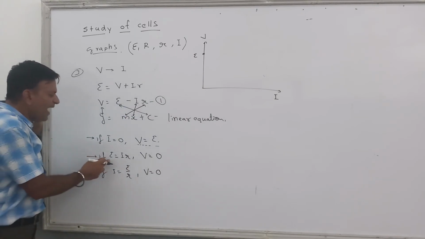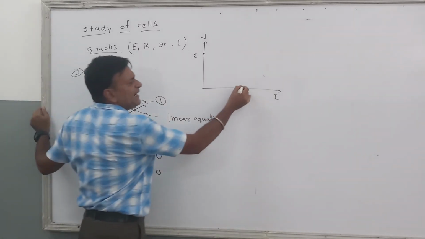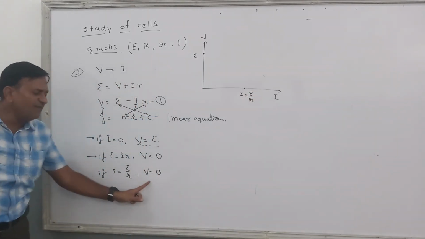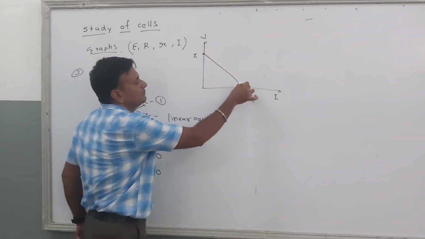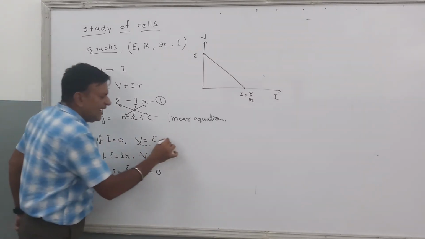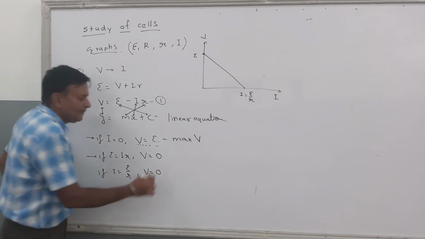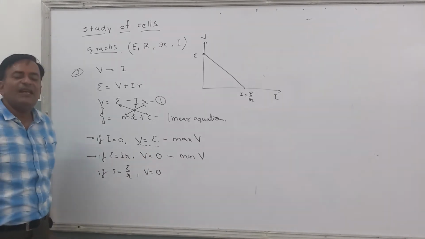And the second point: if I is equal to epsilon by R, here somewhere, what is the value of V? V is equal to 0. Plot these two. This is the third graph obtained by doing some kind of comparison. This is the maximum value of potential difference which is possible in a circuit. This is the minimum value of potential difference which is available in the circuit.